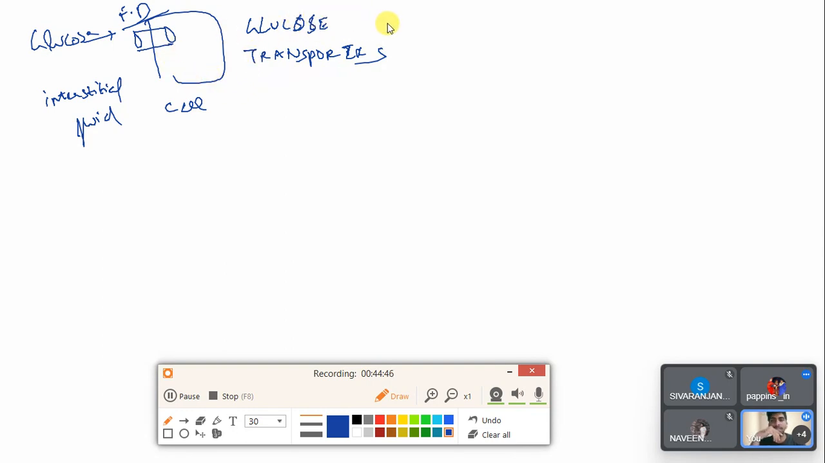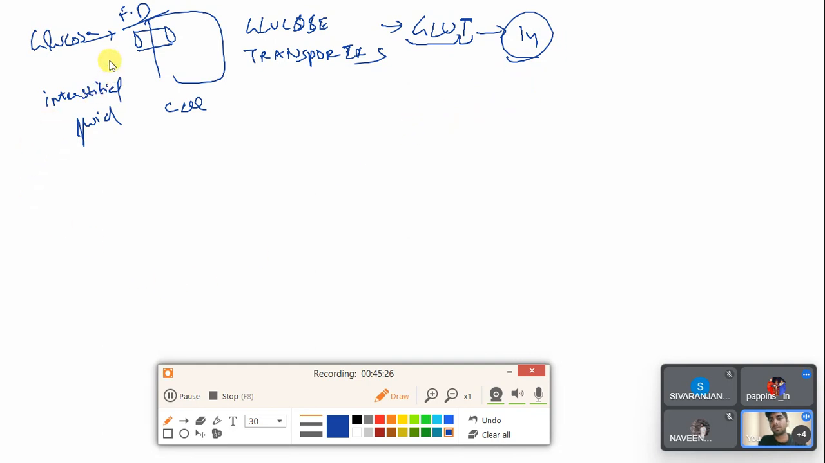So these channels are called glucose transporters. In short, GLUTs. GLU stands for glucose, T stands for transporters. Does anyone know how many types of glucose transporters there are in our body? There are about 14 types of glucose transporters in our body.